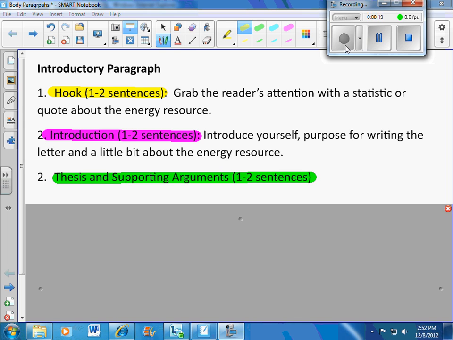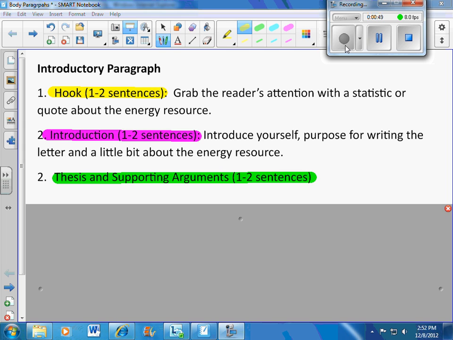Something that's new to your introductory paragraph is a quick introduction of yourself and your topic. In a persuasive letter, you're going to want to tell the recipient of the letter a little bit about who you are and why you're writing to them. You can introduce yourself, your purpose for writing the letter, and a little bit about your energy resource. I wouldn't go into the science of your energy resource, but I would tell them a little bit about what you've been learning. You're going to end with your thesis and your supporting arguments.